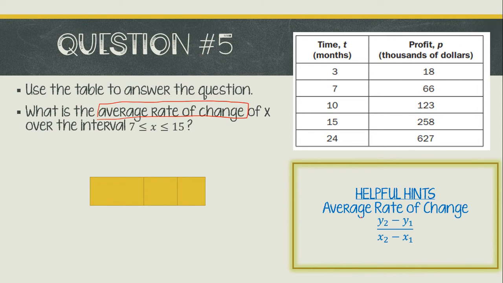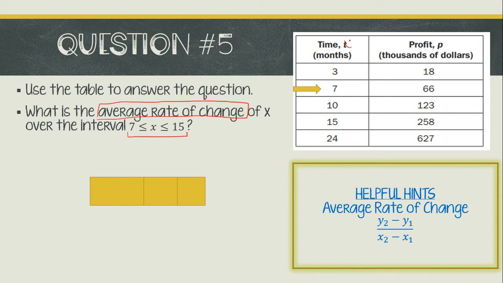So right over here, my helpful hint, average rate of change is y2 minus y1, the change in y's, over the change in x's. Okay, so looking here, it asks me for a specific interval. This just means I want to know what's the change between 7 and 15. So I'm going to go look at my table. I'm going to find where x, or in this case t, is equal to 7.